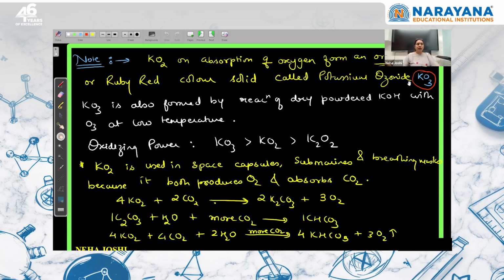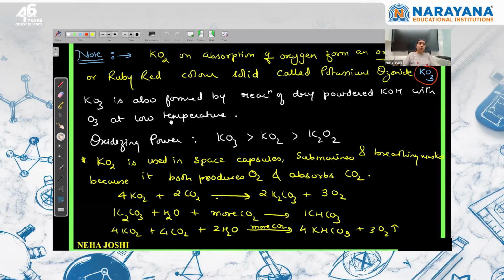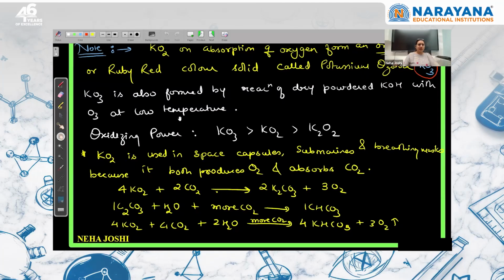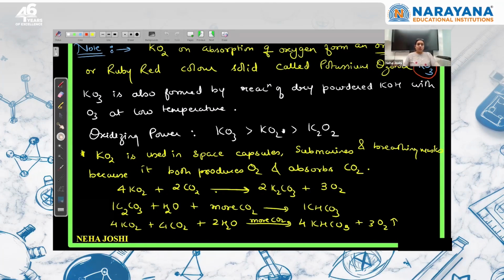Okay, so potassium ozonide is formed from KO2. KO3 is also formed by a reaction of dry powdered KOH with ozone directly at low temperature, but very low temperature. Now, this is important. Oxidizing power definitely superoxide, the most. Then it will be peroxide. Then it will be oxides. Oxides are not even oxidizing. And if you have ozonide, which is only in case of potassium, I would say, then the highest oxidizing power will be of ozonide. Okay?